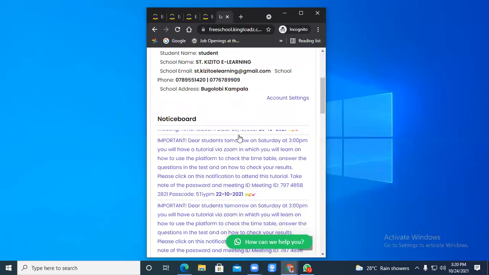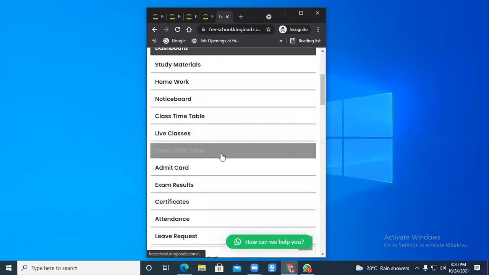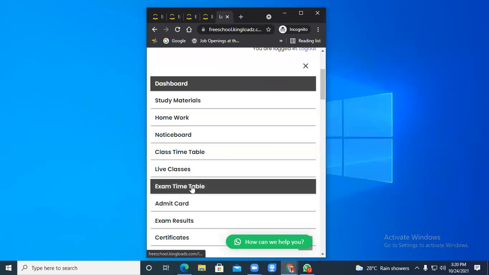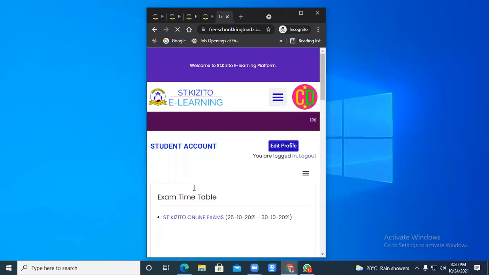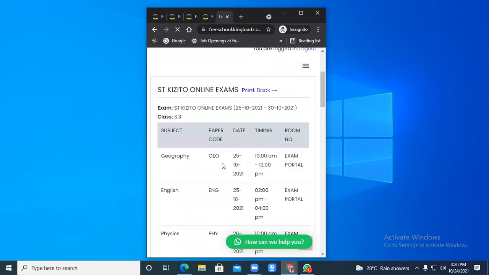If you're on a phone, this is what you expect to see. You click on those three dashes below the word logout and come to exam timetable. When you click on exam timetable, you click on this item highlighted in blue. When you hover, it changes to blue. Click on it, and it will bring up your exam timetable.